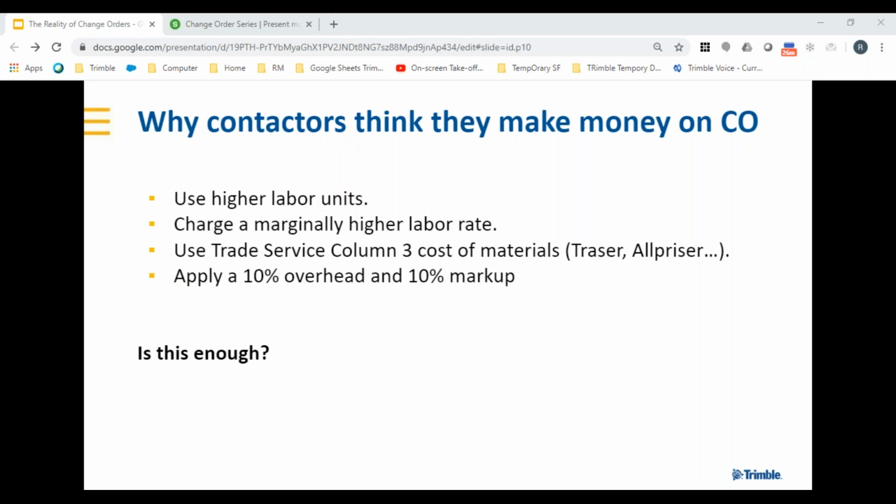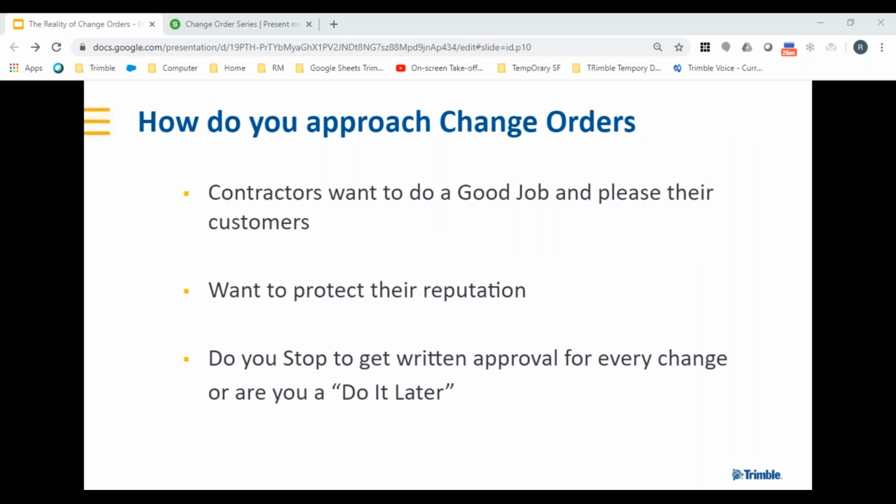So this is a common misnomer, why we think using higher labor units, we'd make money on change orders or value off that: charge a marginally higher labor rate, use trade service column 3, the higher column, and trade service prices, and then of course put our 10 and 10 markup on it. And is that really enough? No, it's obviously not enough. Based on what you guys in your response, you see all the downstream impact that has on us.